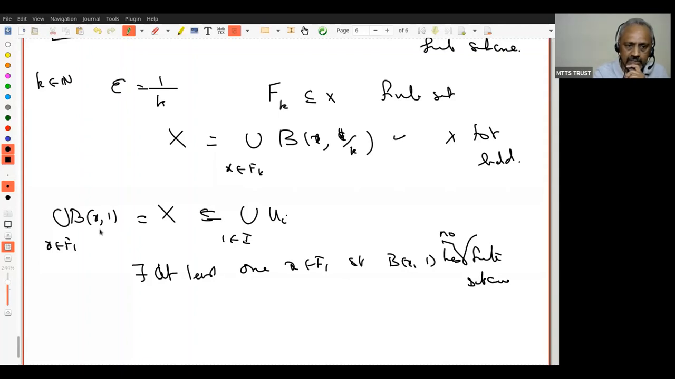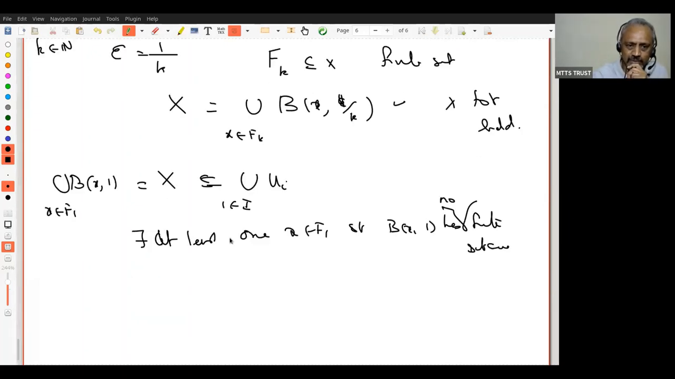Because if for each x in F1 it has a finite subcover, remember x varies over F1, which is a finite set, therefore I have a finite covering for their union, and hence for X. That's a contradiction. You see that? That proves exactly what we did with the bisection trick. So call this x1 a rogue element. There exists x1 in F1 so that B(x1, 1) has no finite subcover.